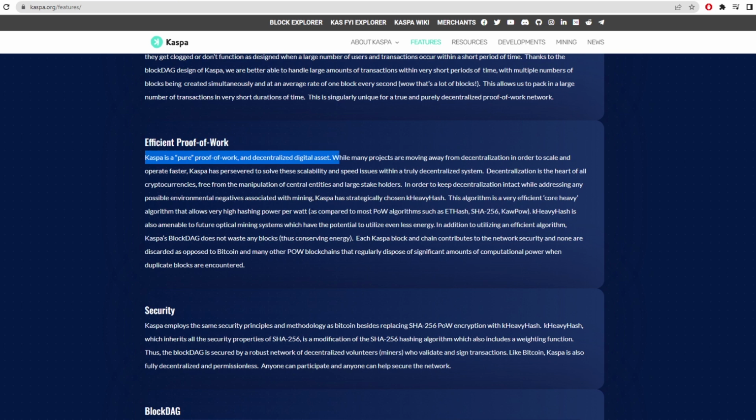Kaspa is a proof of work that has figured out how to overcome the major disadvantage of proof of work, which is speed, while keeping the security and the decentralization of proof of work, allowing us to achieve all three aspects of scalable projects. Something no project has done yet. Kaspa is very secure because it uses Bitcoin's consensus mechanism.